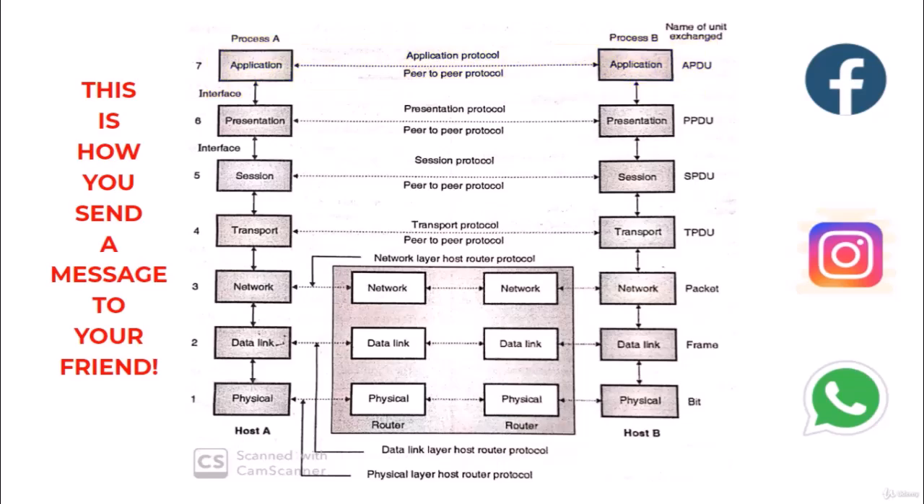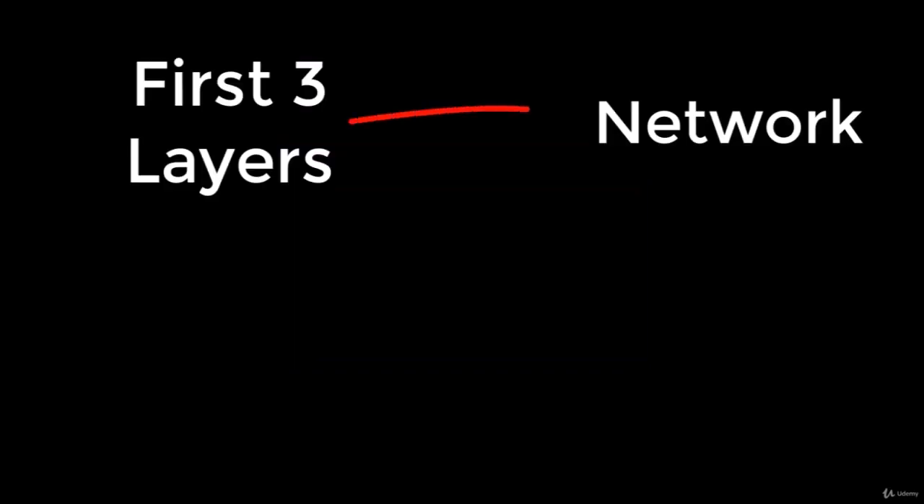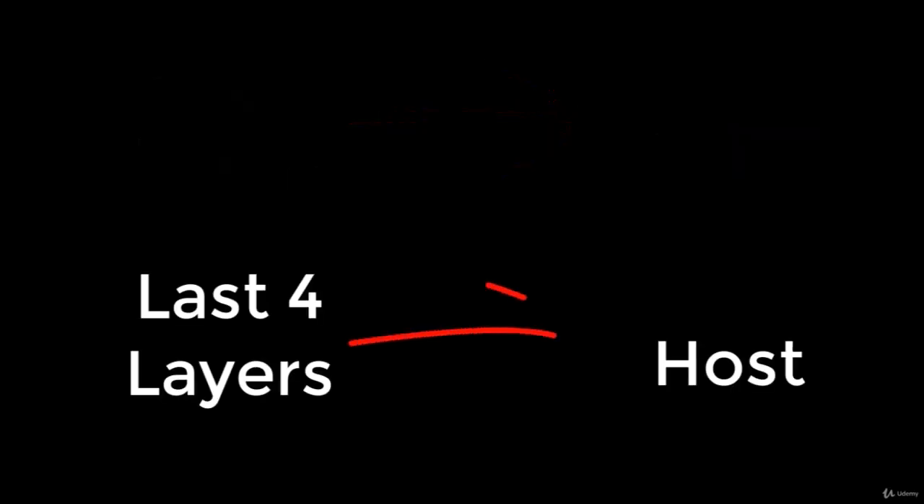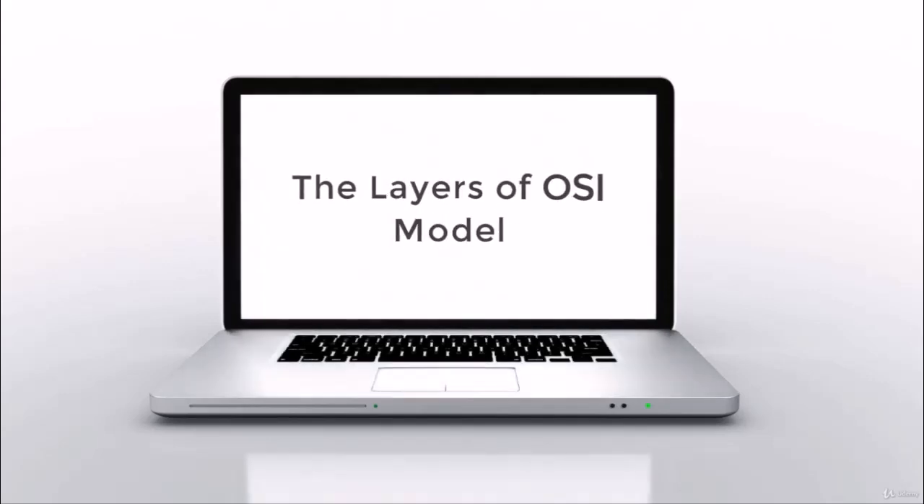So, let us have a quick recap of what we learned in this lecture. The OSI model helps to divide a network into 7 layers. These layers are easy to understand for any network communication. The first 3 layers are the responsibility of the network and the next 4 layers are the responsibility of the host. Each layer has its own roles and responsibilities. Similarly, network devices work on a specific OSI layer. So in the next lecture, we will see the 7 layers of the OSI model.